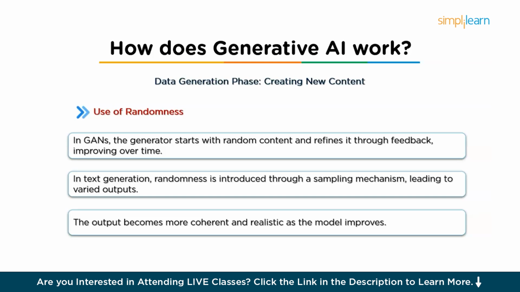In text generation models like GPT, randomness is often introduced through a sampling mechanism. The model doesn't always generate the same output for the same input, right? As you might have seen when using ChatGPT, whenever you ask the same question multiple times, it provides a slightly different answer. There's a degree of randomness in choosing the next word, which leads to more varied and creative responses.